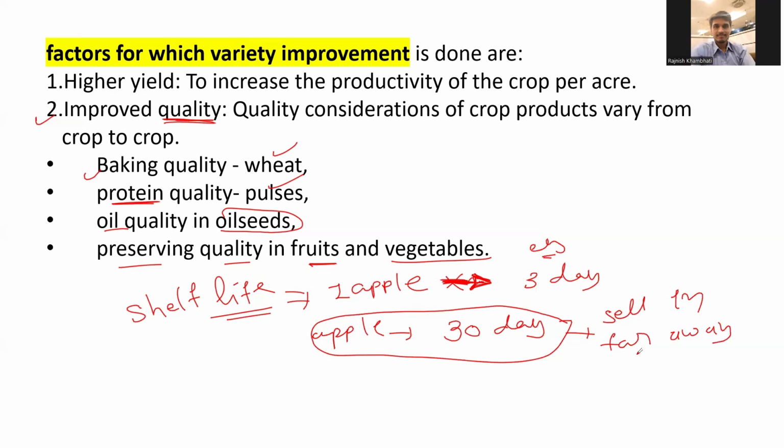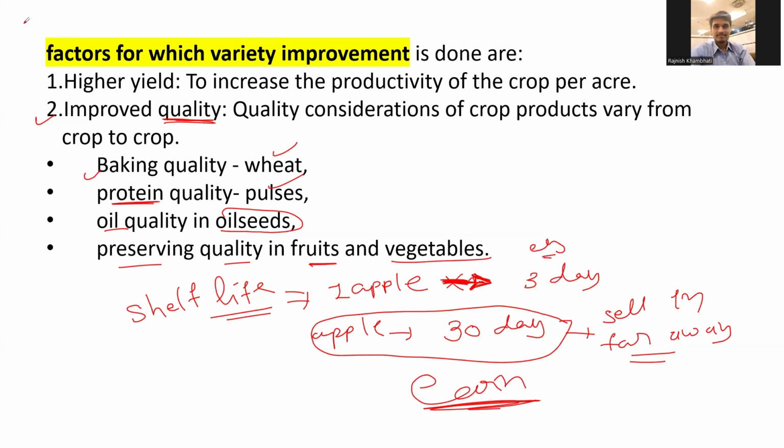And that is how I can sell more because they are not undergoing the decaying process. They are remaining fresh. So you can sell it and you can earn it. That's the thing. You have to earn it. So this is the quality, or the factors for which we are improving the variety.